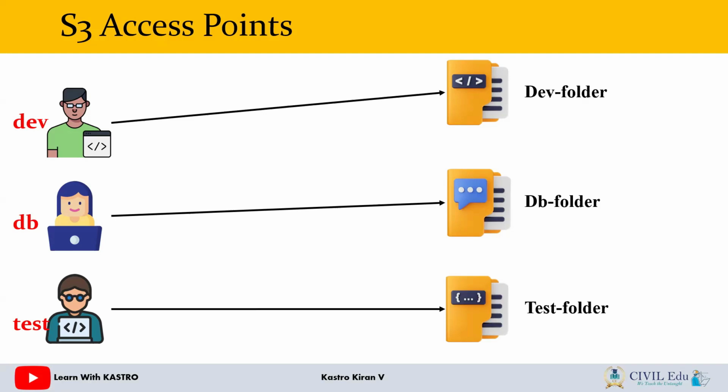But the folders that are available in the bucket should be accessed by specific people. That is, the development team should access the dev folder, the database team should access the database folder, and the testing team should access the test folder. All these three folders are available in a single, common bucket.